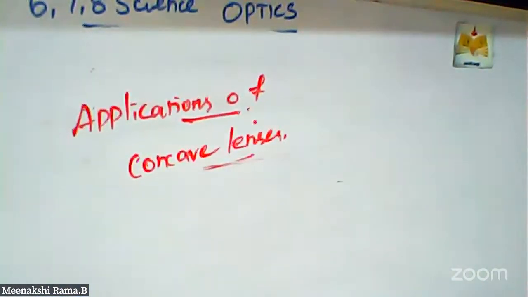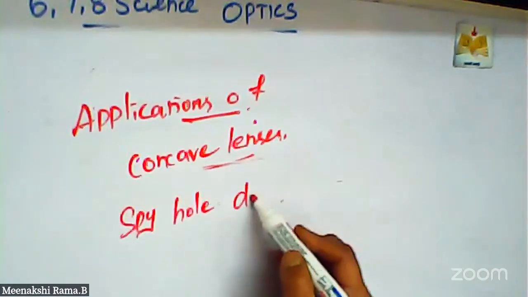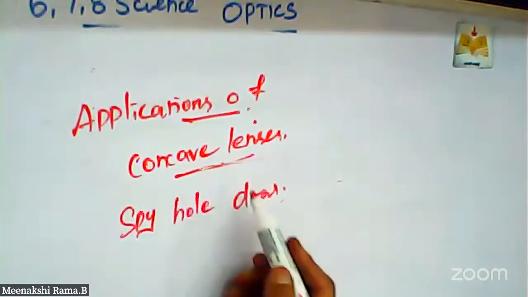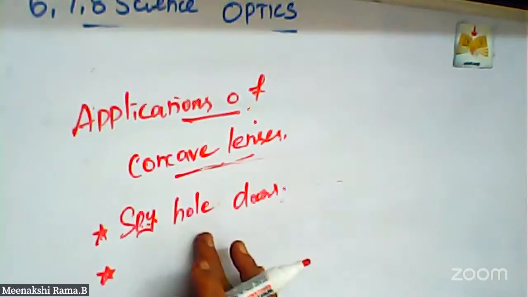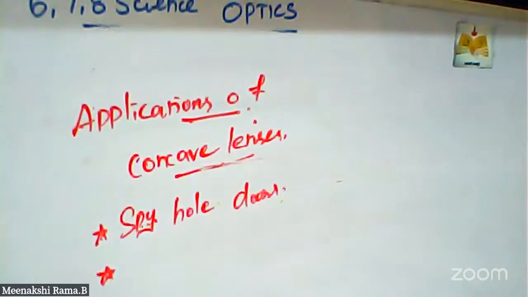So the first one is that concave lenses are used in telescopes, and then spy hole doors. In our houses, we use a small lens fixed into our entering door. So a concave lens is used in that area. This is very helpful to identify an unknown person who is coming in front of our door, because we can get a clear picture with the help of the concave lens fixed in the entering door of our houses.